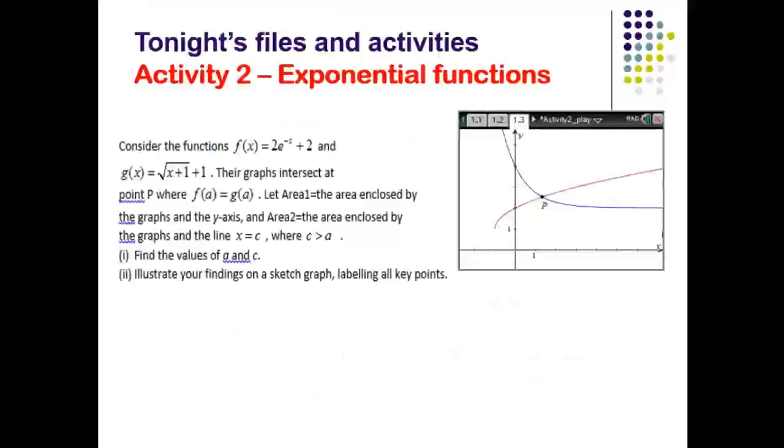Activity 2 will deal with exponential functions, and this is the situation where we have an exponential function meeting up with what we might call the inverse square function, having a point of intersection. Then we take a look at the area enclosed between the y-axis and that point P, and see if you can find where you would have that same area replicated to the right of point P.